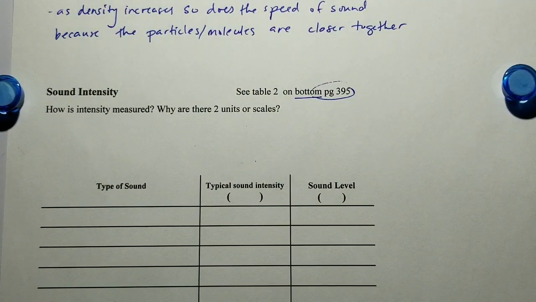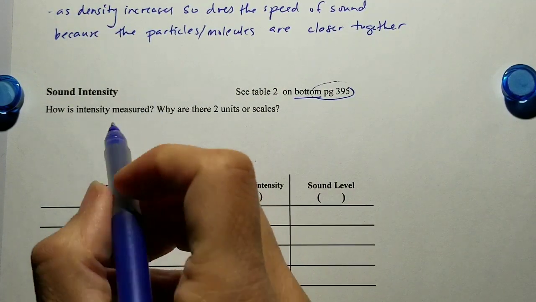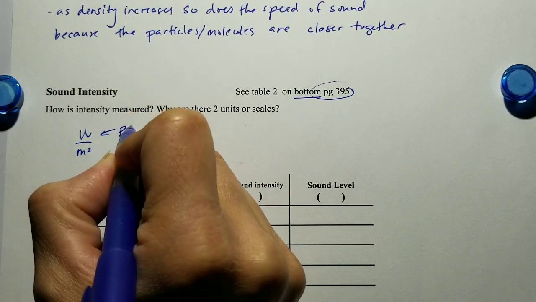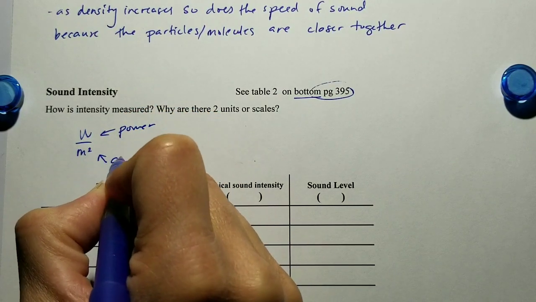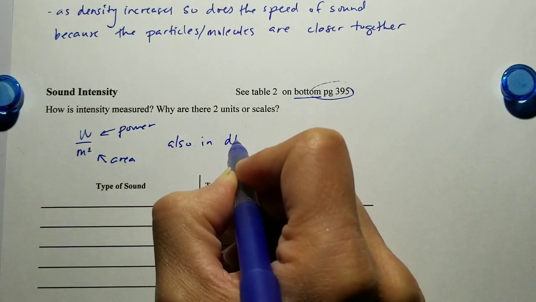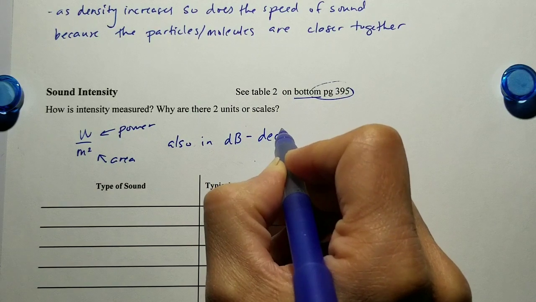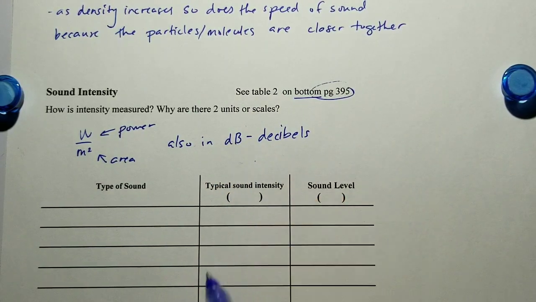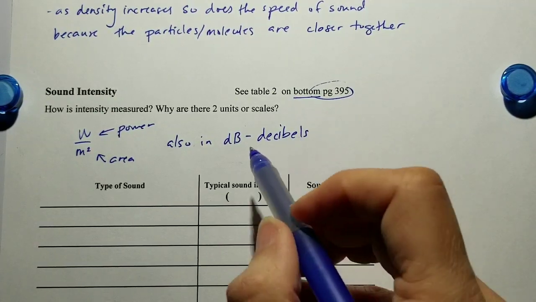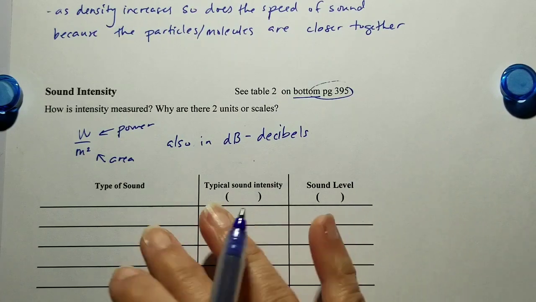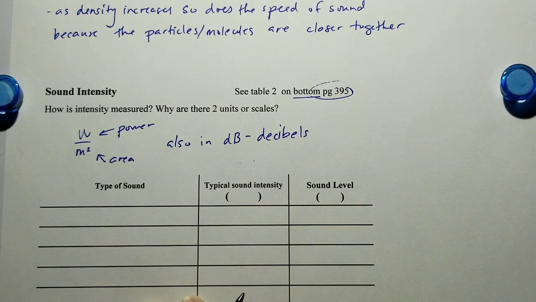So how is intensity measured? It's measured in watts per meter squared, which is power per area, but also in decibels. And this is capitalized, but when you write it, it's not, but that's just because of Alexander Graham Bell. If you want to pick out some interesting ones, you can.